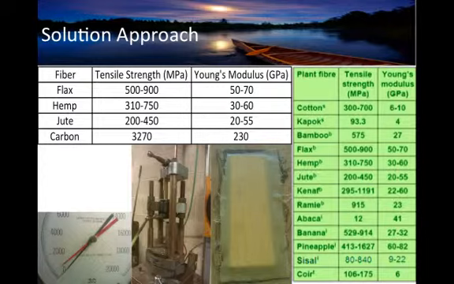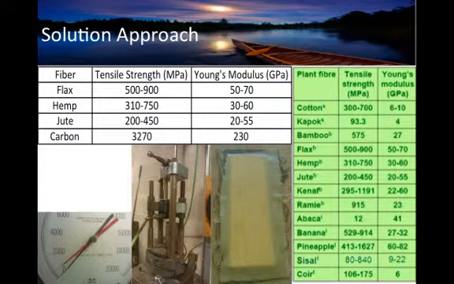We'll first compare the tensile strength of all the fabrics in megapascals. As you can see, the tensile strength for flax, hemp, and jute is upwards of 900, 750, and 450 megapascals respectively, with carbon fiber being around 3000 megapascals. Next, looking at the Young's modulus, or stiffness, we see that flax, hemp, and jute are at 70, 60, and 55 gigapascals respectively, with carbon fiber around 200 gigapascals.